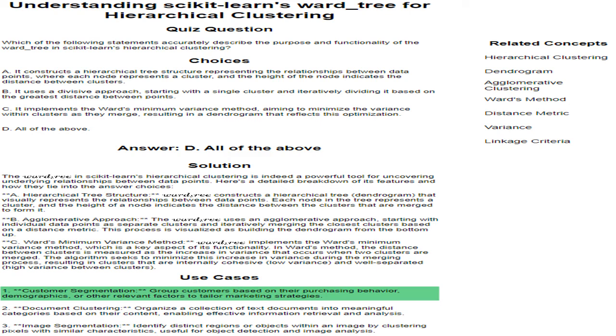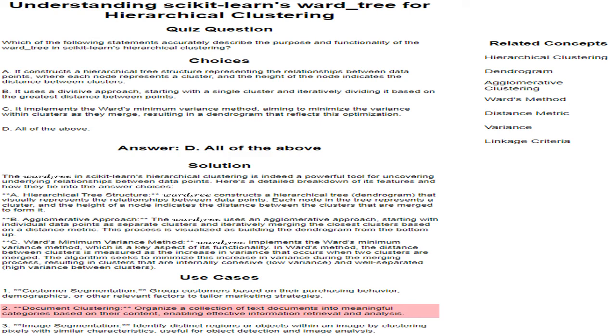Customer segmentation, using hierarchical clustering to group customers based on their purchasing history, demographics, or other relevant factors. This enables businesses to tailor marketing campaigns and offers to specific customer segments. Document clustering, organizing a collection of text documents into meaningful categories based on their content. This helps with information retrieval, topic modeling, and text analysis. Image segmentation, identifying distinct regions or objects within an image by clustering pixels with similar characteristics. This is used in image recognition, object detection, and medical imaging analysis.